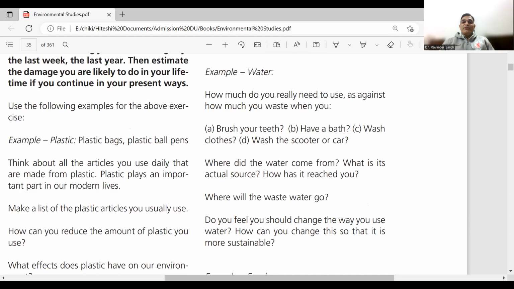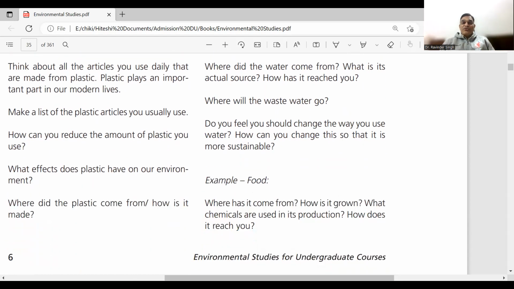How much do you really need to use as against how much you waste when you, point number 1, brush your teeth, point number 2, have a bath, point number 3, wash clothes, point number 4, wash the scooter or the car. Where did the water come from? What is its actual resource? How has it reached you? Where will the wastewater go? Do you feel you should change the way you use water? How can you change this so that it is more sustainable?